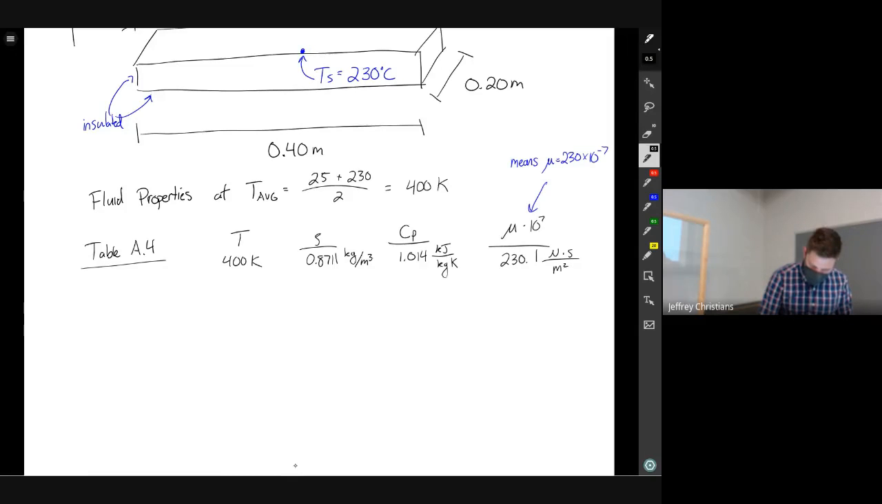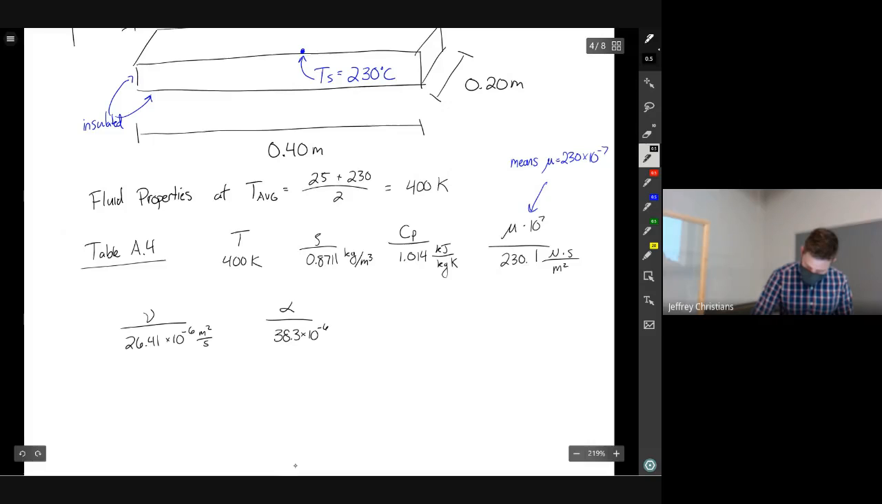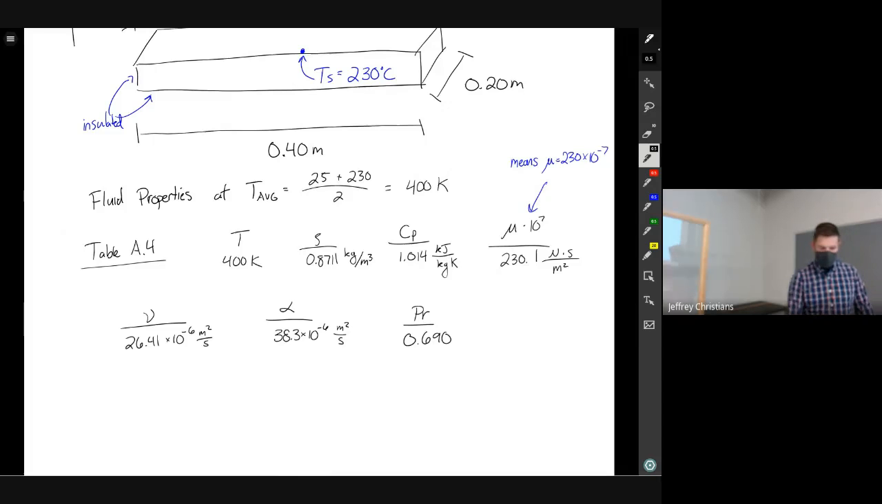Then we would have kinematic viscosity is 26.41 times 10 to the negative 6 meters squared per second. Alpha is 38.3 times 10 to the negative 6 meters squared per second. And Prandtl is 0.690. So those are all of the different properties that we could want.